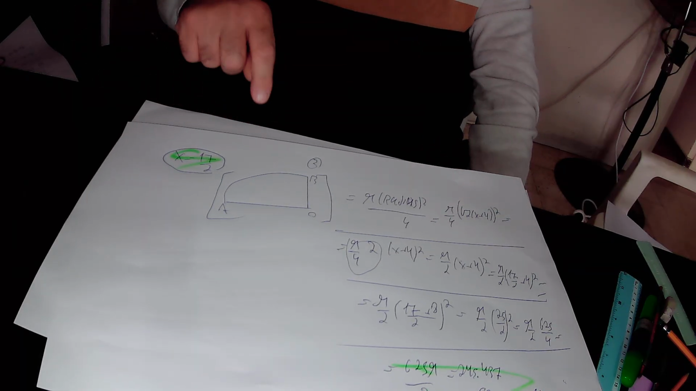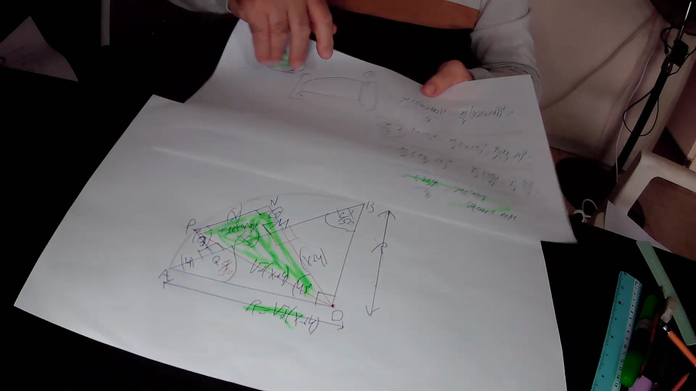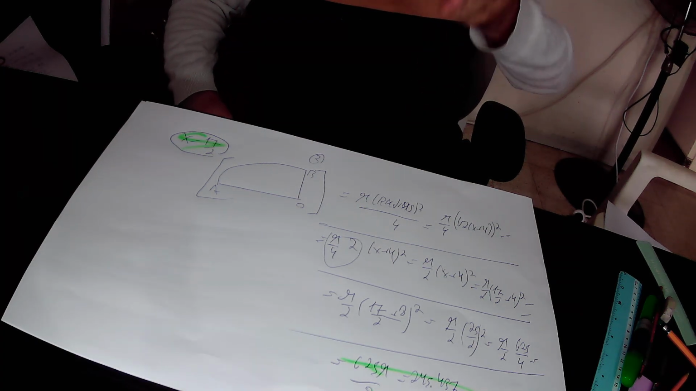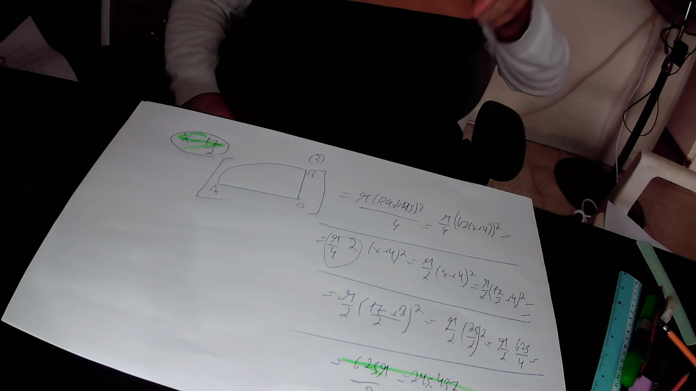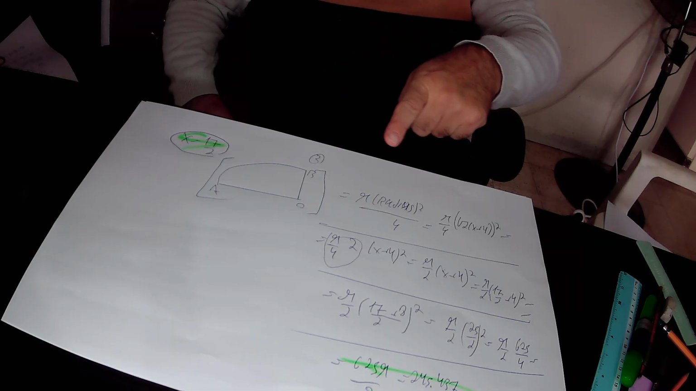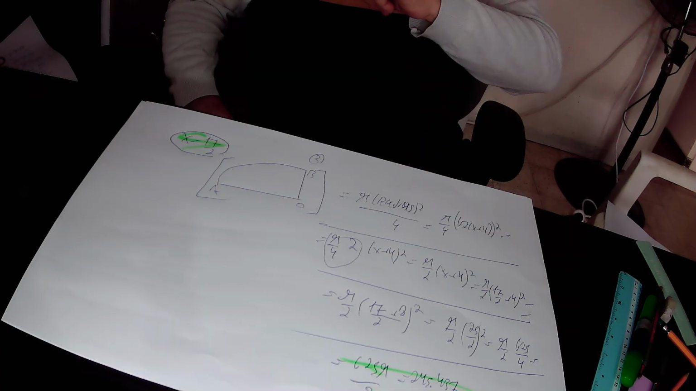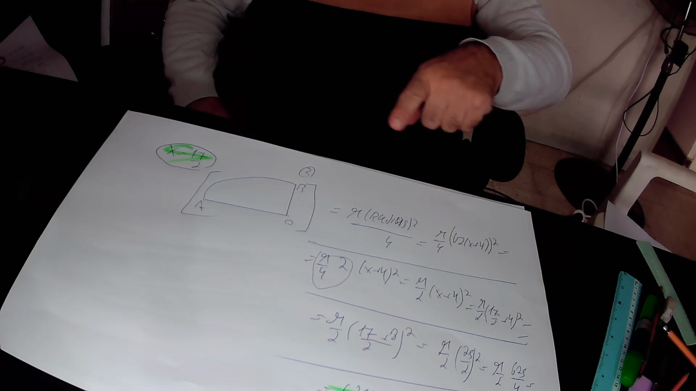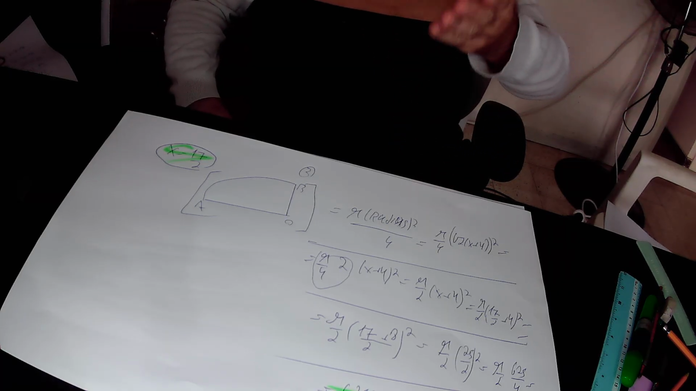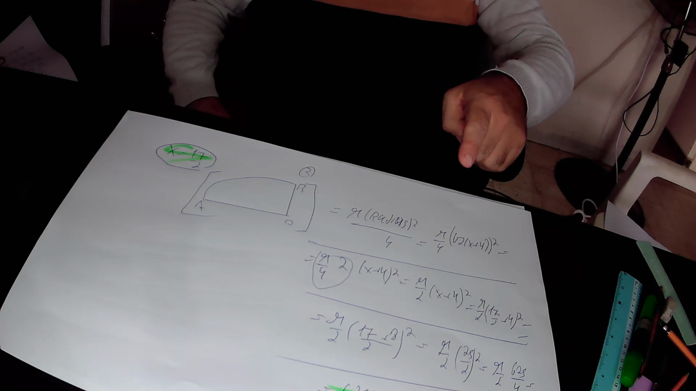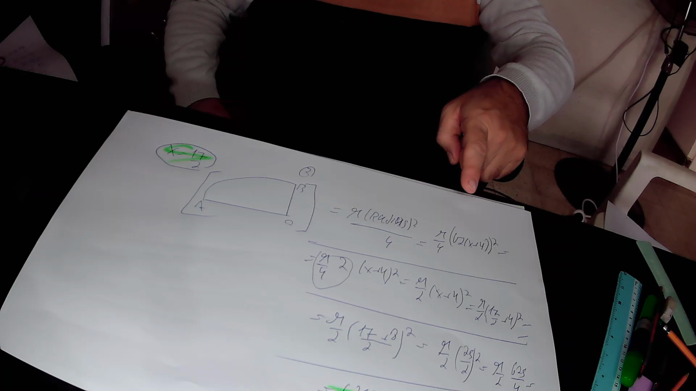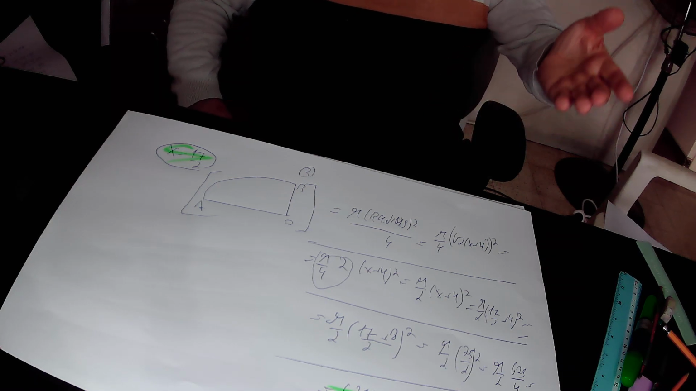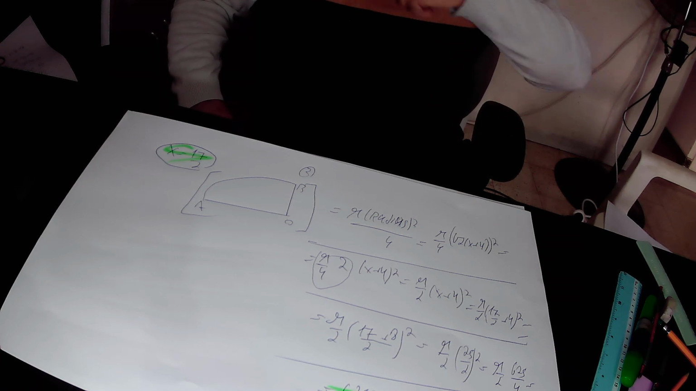Okay, our task is to find out the area of this quarter circle. The area of any quarter circle equals pi times the radius of the circle squared over 4. Why? Because the quarter circle is 1/4 of a circle. Therefore, we have to divide the area of the circle, that is pi times the radius of the circle squared, by 4. So the area of the quarter circle equals pi over 4 times the radius of the circle squared. The radius of the quarter circle equals the square root of 2 times (x plus 4), and therefore the radius squared equals (the square root of 2 times (x plus 4)) squared.